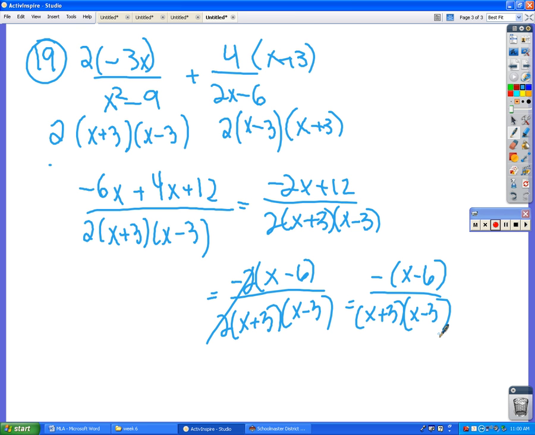We could do that. We'll just say 3, negative 3. Right, it can't be 3 and it can't be negative 3 because that would make the bottom zero.